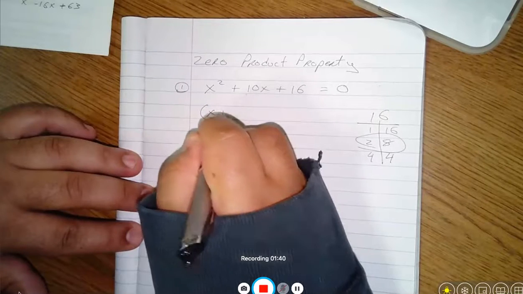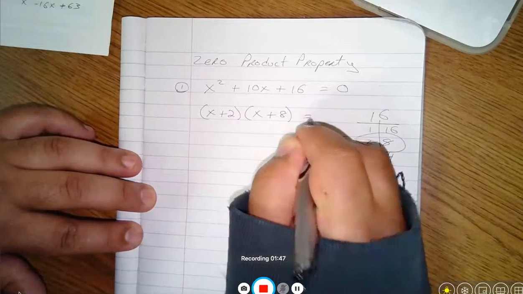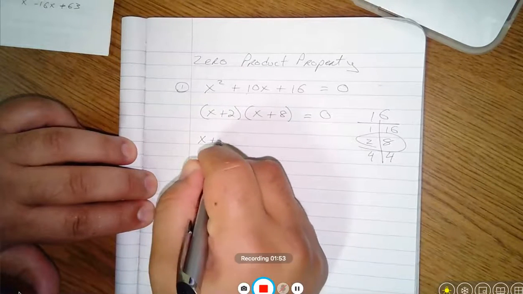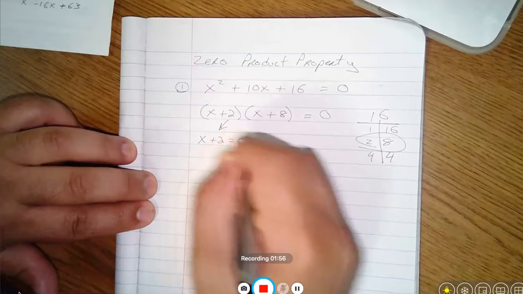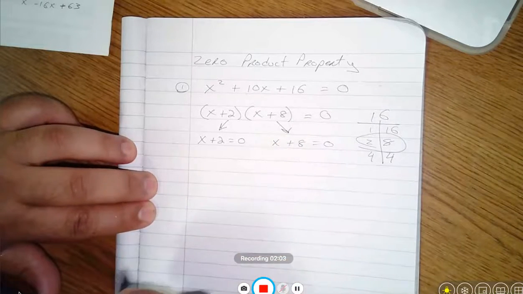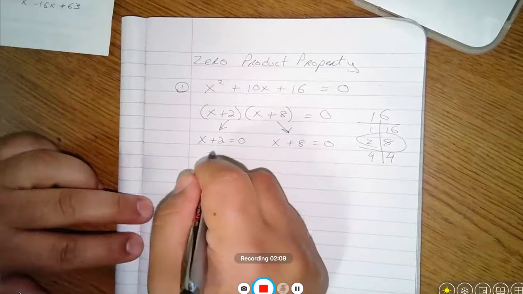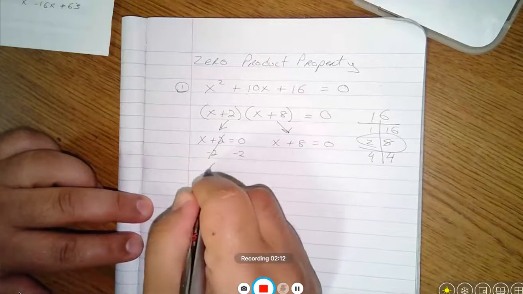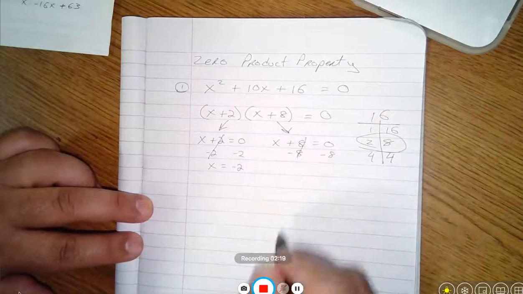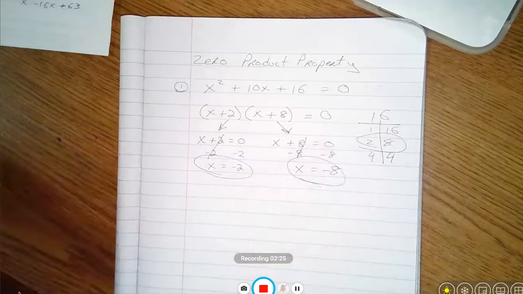So we're going to go x plus 2, x plus 8, and we're going to bring down that equals 0. At that point, we want to separate this out into 2 separate problems. The x plus 2 equals 0, and the x plus 8 equals 0. At this point, it's just 2 separate one-step equations that we need to solve for x. Minus 2 on both sides, cancel out that 2, and x equals negative 2. On this one, it's going to be minus 8 on both sides. Those 8's cancel out. X equals negative 8. These are our 2 answers.